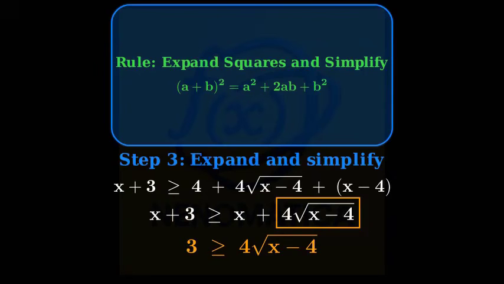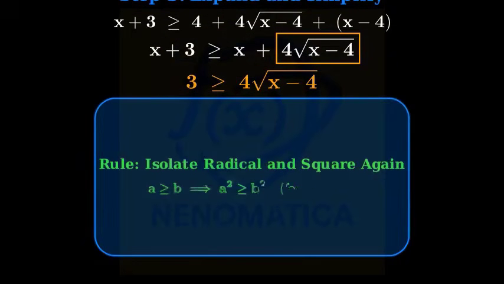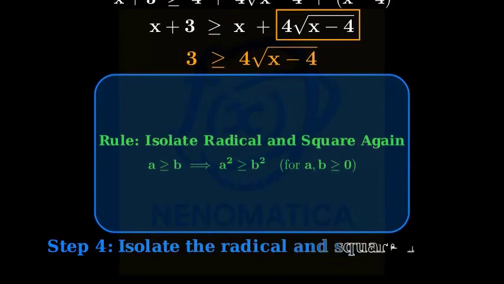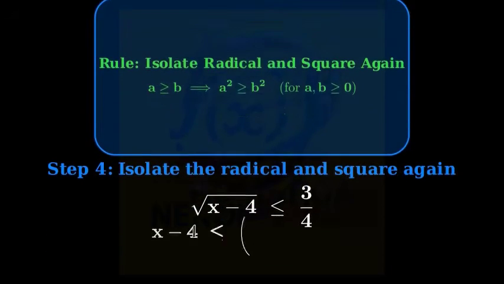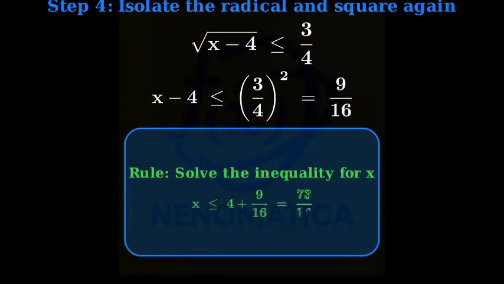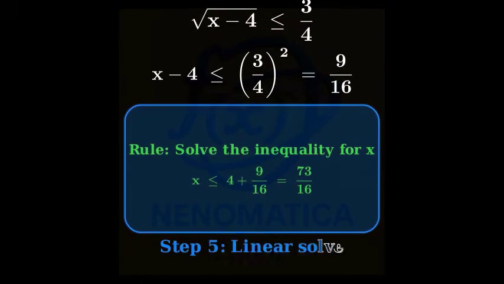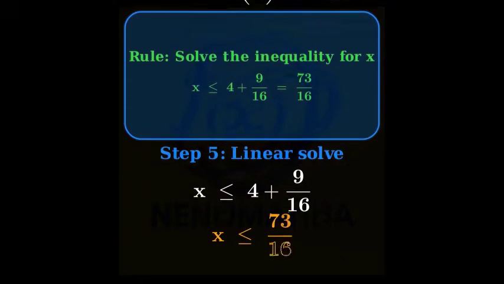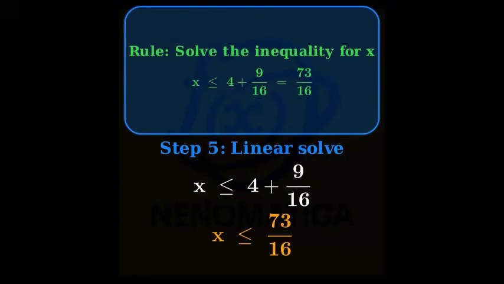Divide by 4 and square again, to remove the remaining radical, keeping the inequality direction since we divide by a positive number. First divide both sides by 4, then square both sides. Now solve the linear inequality for x. Add 4 to both sides. This yields the bound on x.